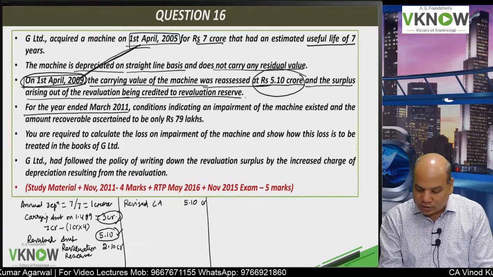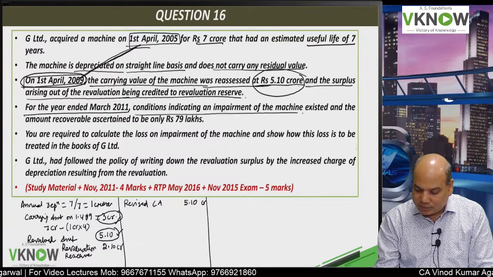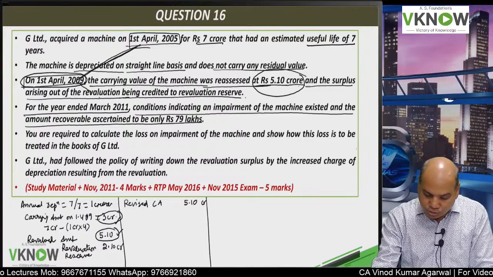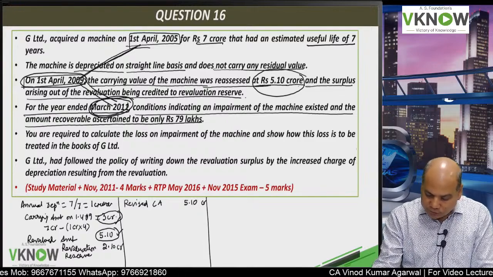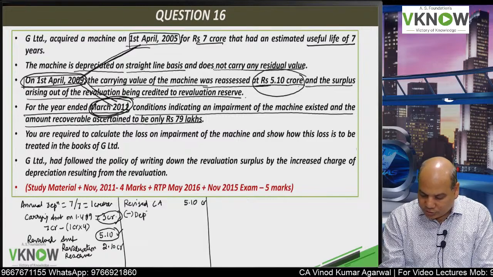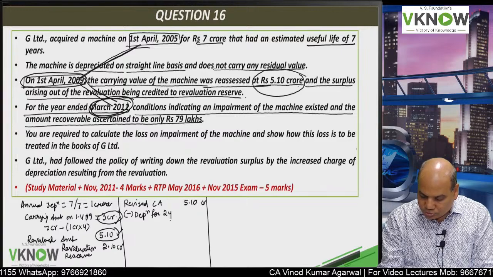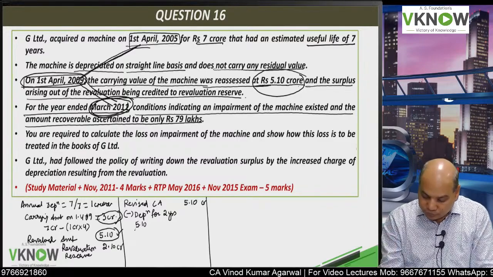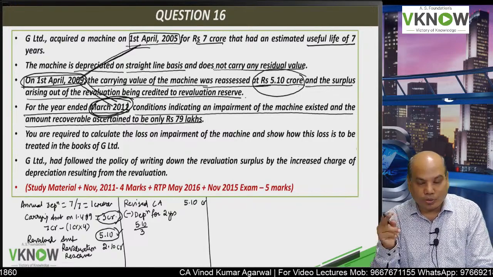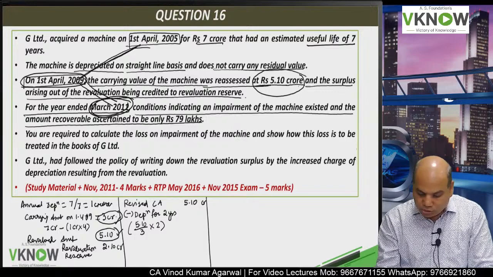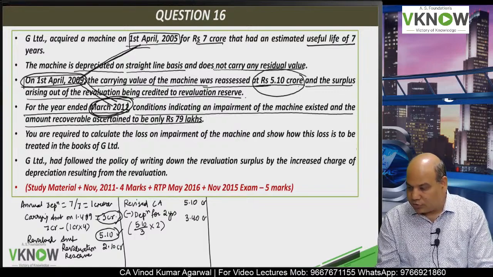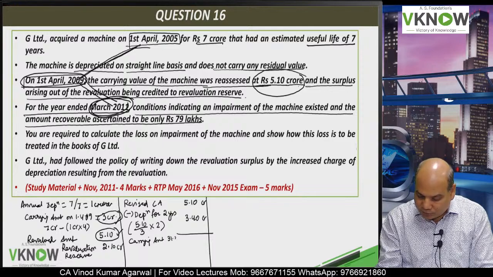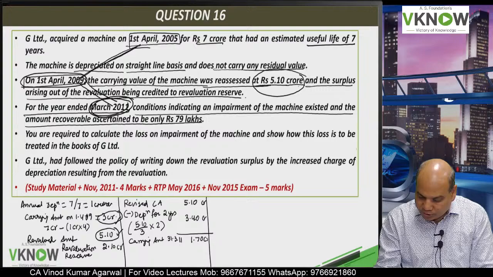Now they are saying for the year ended 31st March 11, condition indicating an impairment of the machine existed and the amount recoverable ascertained was only 79 lakh. 2 more years are over. So we are going to first provide depreciation. Depreciation for 2 years: 5.10 out of 7 years, 4 years were over, so only 3 years are remaining. 5.10 divided by 3 multiplied by 2. So this is the total depreciation provided in the last 2 years. So my carrying amount on 31st March 11 should be 1.70 crore.